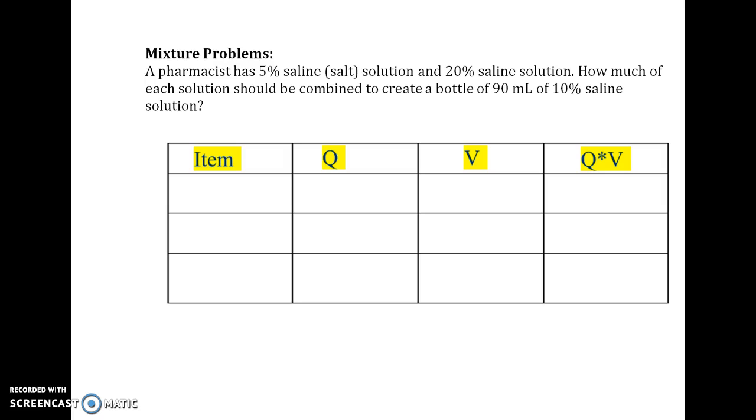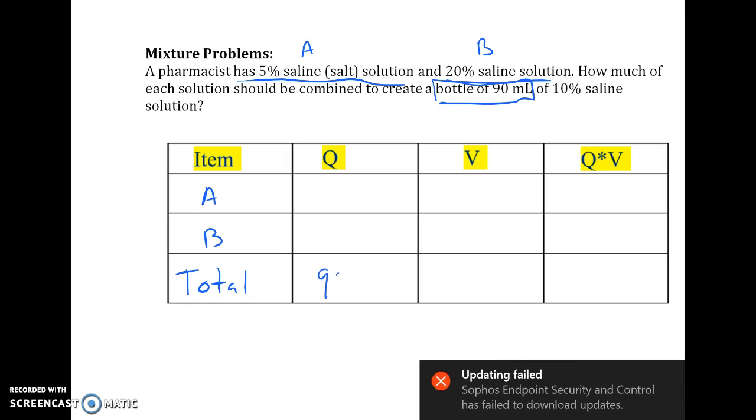So right here, I have a pharmacist has 5% saline solution and 20% saline solution. So that's really solution 1 and solution 2. I'm just going to put that right there. And then I have my total. And then how much of each solution should be combined to create a bottle of 90 milliliters of 10% saline solution. So here we actually have a quantity. We need to get 90 milliliters.